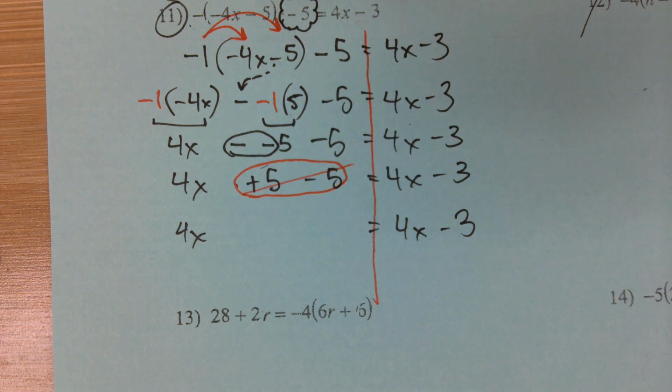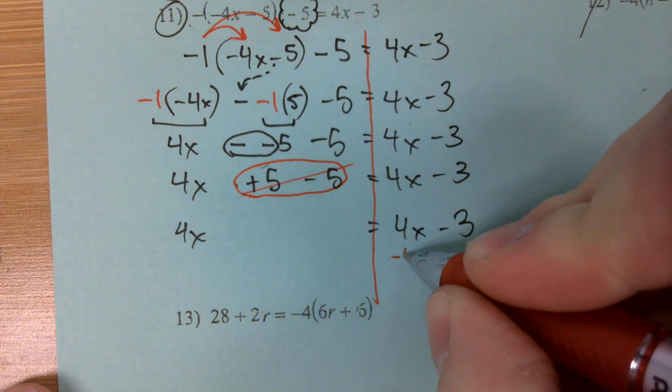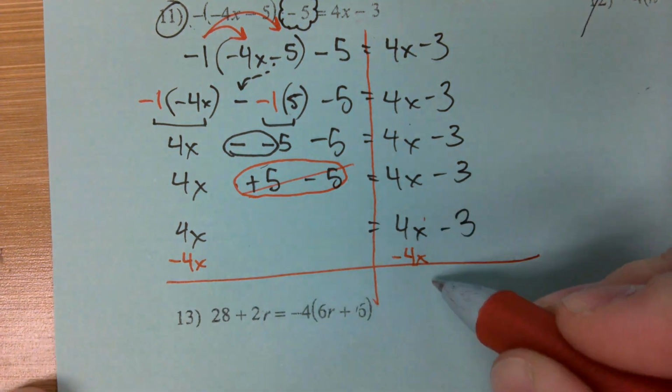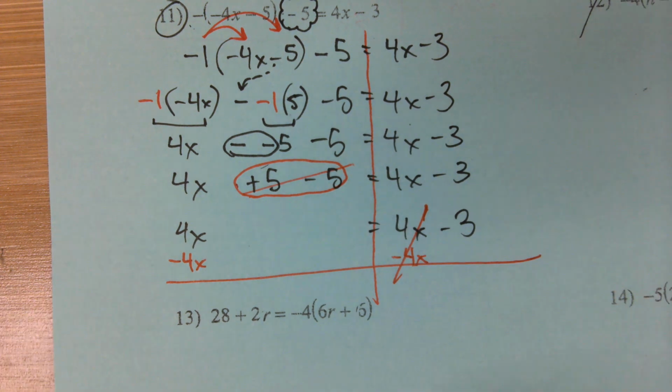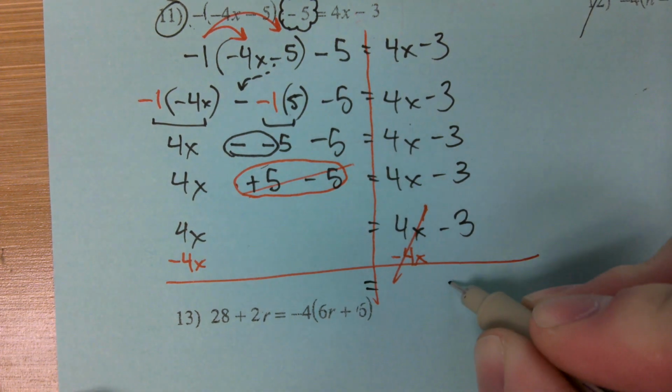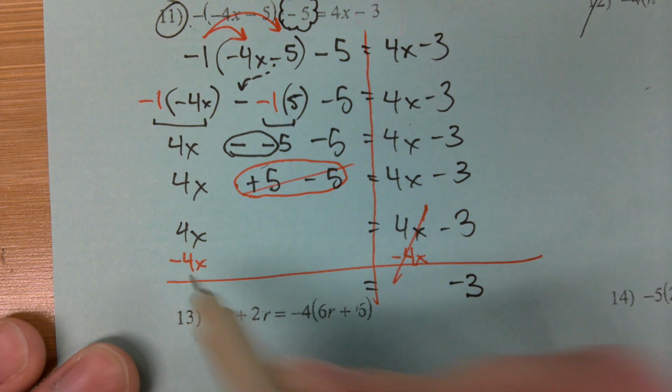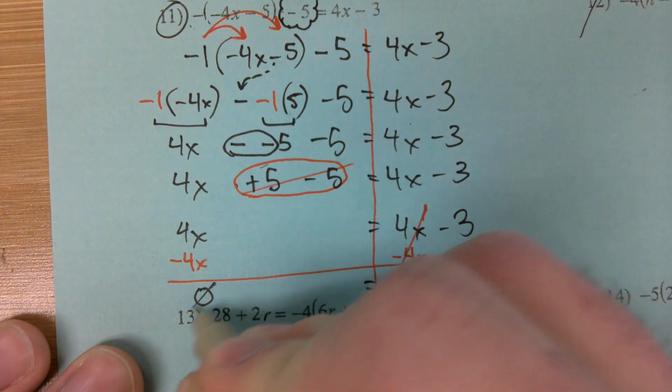What are we going to do now? What are we going to subtract, Jordan? 4x from 4x. That's right. We're going to subtract our variable term over to the left. 4x minus 4x cancels out. So all we're left with on the right-hand side is negative 3. What are we left with on the left-hand side here? 0. 4x minus 4x is equal to 0.